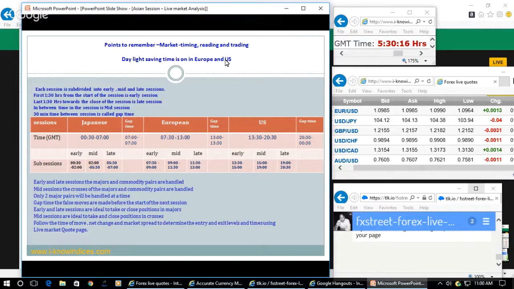Then from 7th of November, you'll find the US will also switch off the daylight saving system. As a result, the US session will start by 14:30 GMT and end by 21:30 GMT. I will show the appropriate slides at that time indicating the exact timings for those weeks.